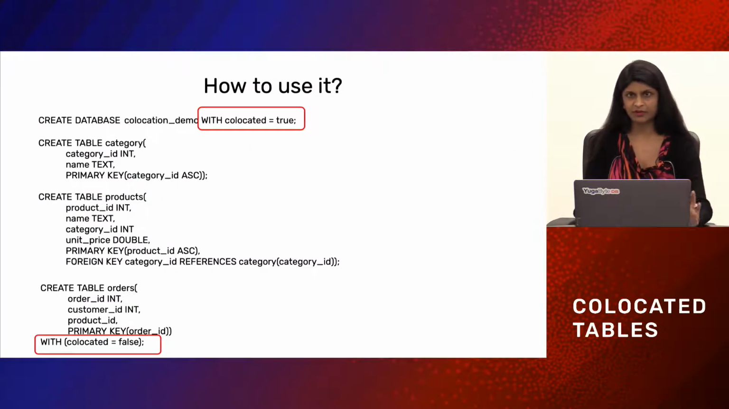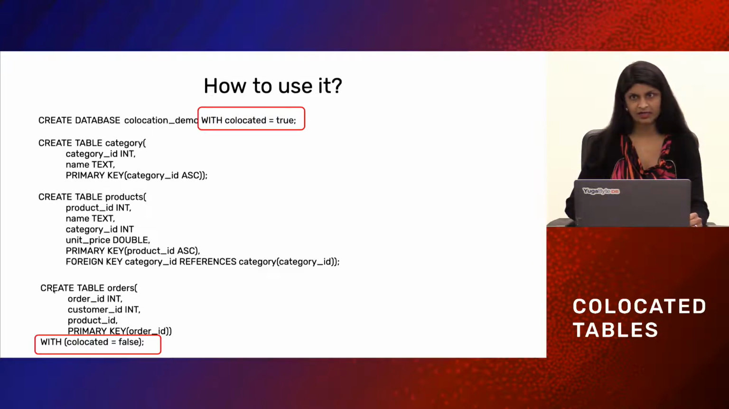Now here's a simple example of how you'll use it in practice. You have a create database statement which will say with collocated equal to true. That will end up creating one shard for that database. Now you run your create table statements as you usually would. It's a simple create table. Now create table category table will end up using the same data shard that you created for the database. Similarly, products will end up using the same shard that you created for the database.